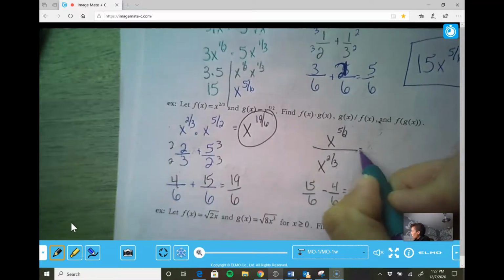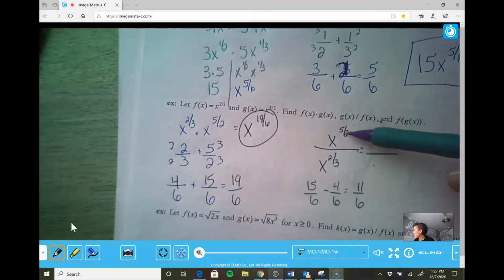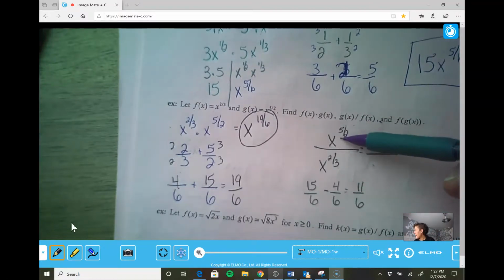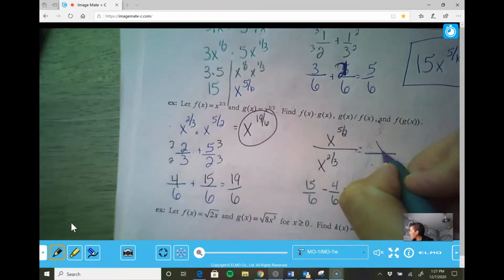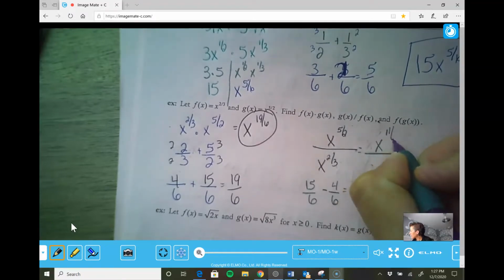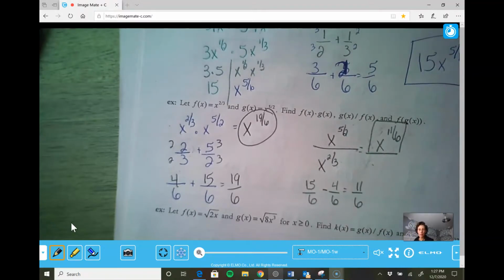The question will be, where does that x to the 11/6 go, on top or on the bottom? So based on our warm-up, which is bigger? Do I have more x's on top or the bottom? Well, 5/2, that's 2.5, is more than 2/3, which is like 0.66. So all of my x's are going to end up in the numerator. And sorry, I don't even need a denominator.